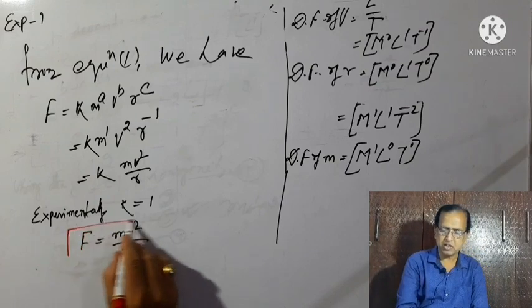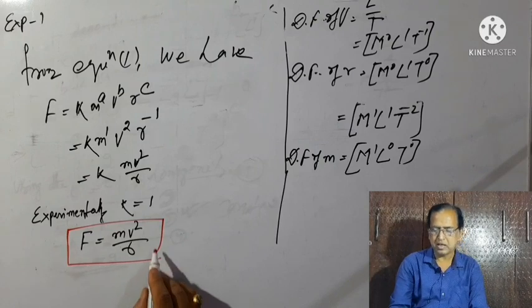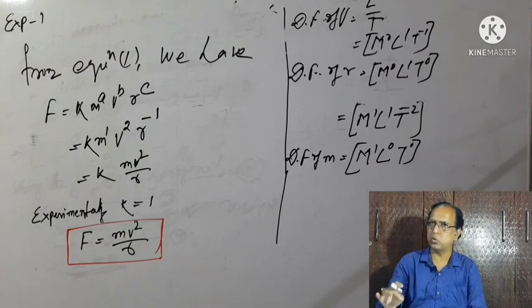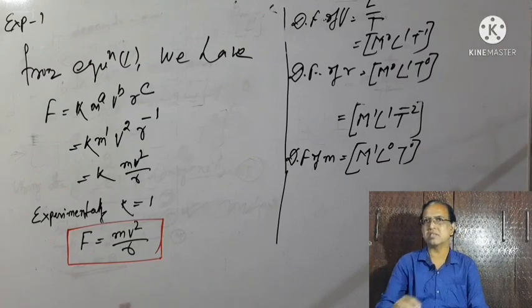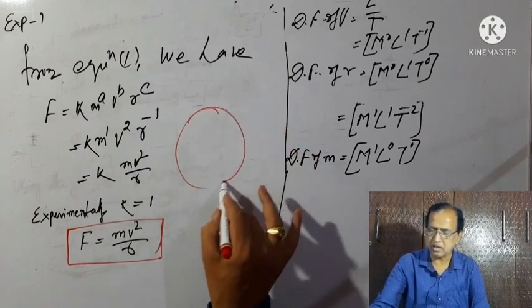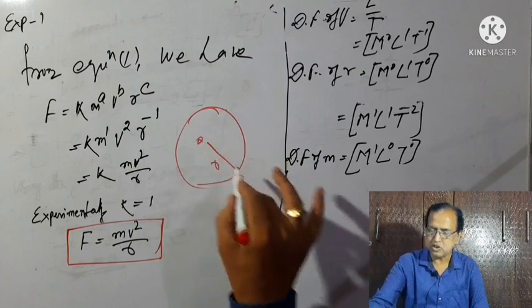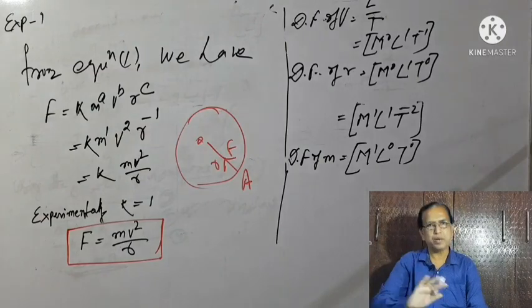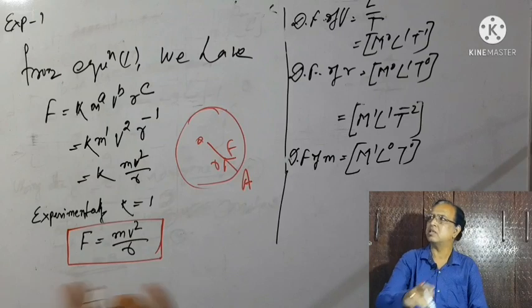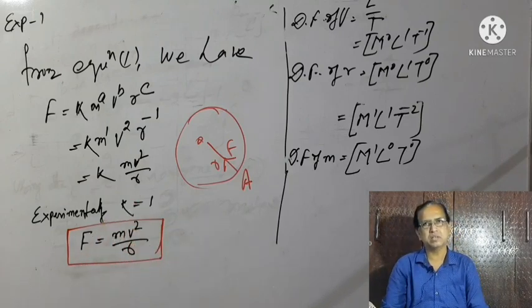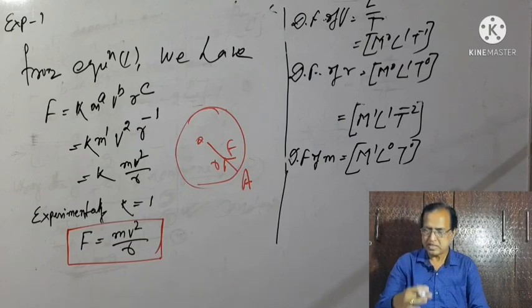This is the expression for centripetal force. Centripetal force is a force acting along the radius toward the center. If this is a circle and this is the radius, the force F moves towards the center. So the centripetal force is a force acting along the radius towards the center. The expression is F is equal to m v square by r. This is example 1. Second example.